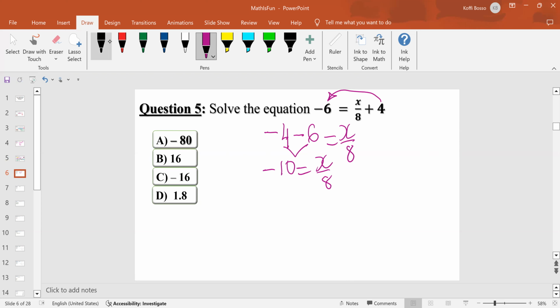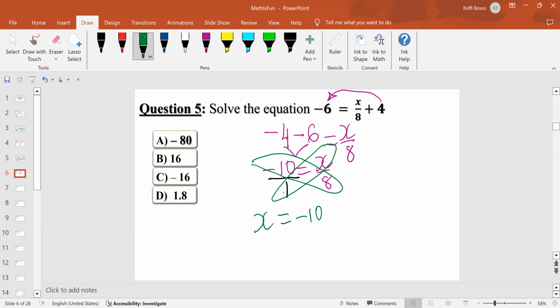So I will change negative 10 to a fraction. It's the same as negative 10 divided by 1. The reason I do that is so I have two fractions and I can cross multiply. This determines that 1 times x, which is x, is the same as negative 10 times positive 8. So x is negative 80. And the correct choice here is A. The next question.